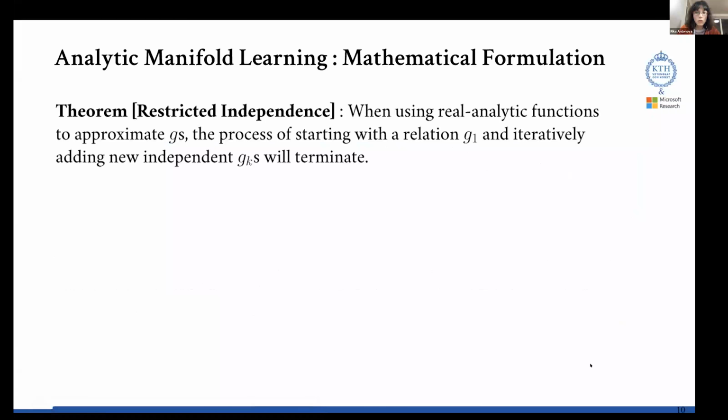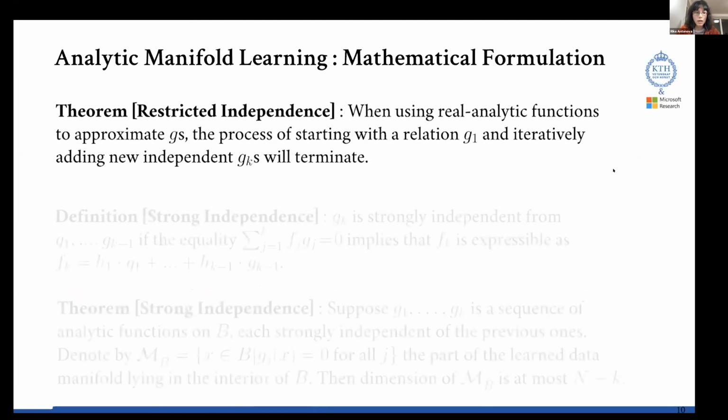So what we're going to be doing is finding G1 and then G2 that is independent in this nonlinear, restricted sense from G1, then G3 that is independent from G1 and G2, and so on. And one of the results we have is that this process ultimately would terminate. So that's a good thing to have for an algorithm.